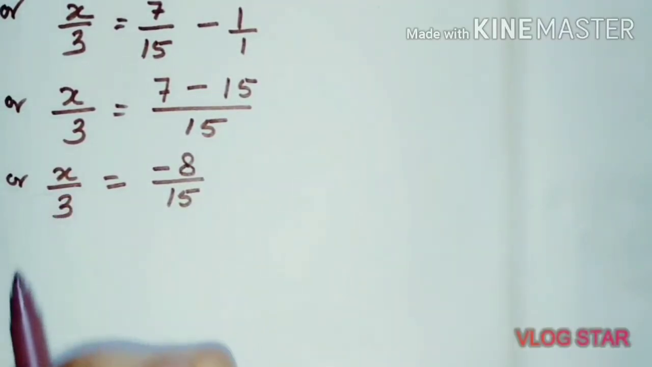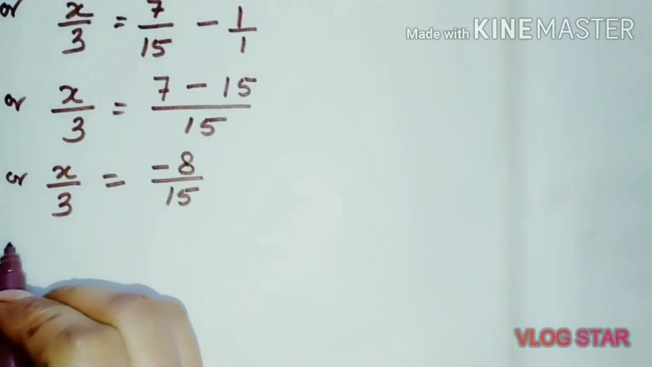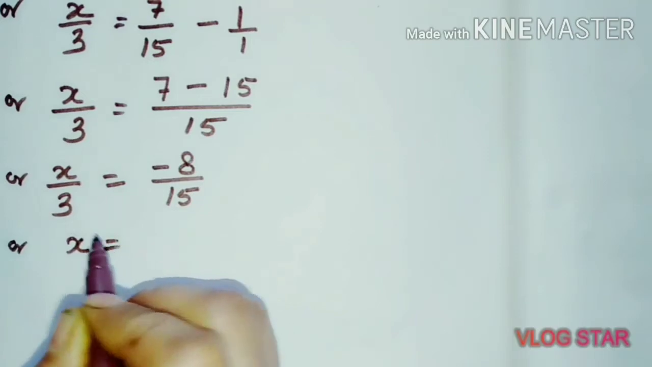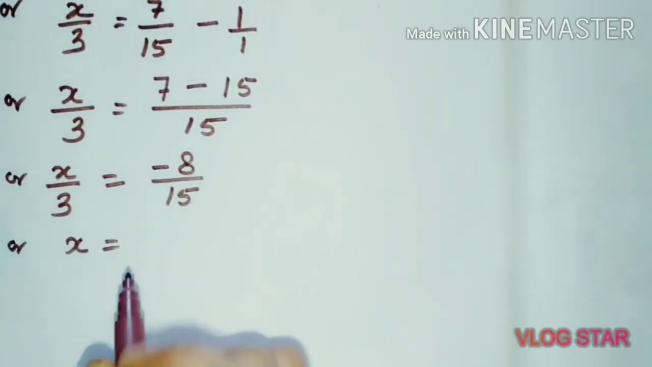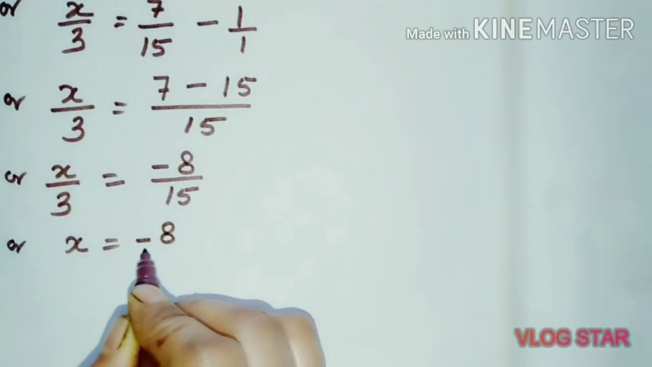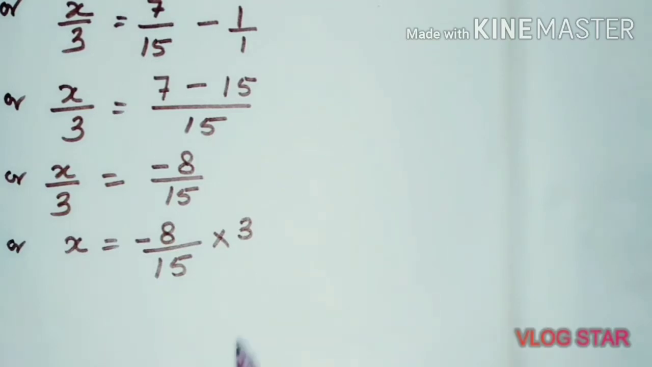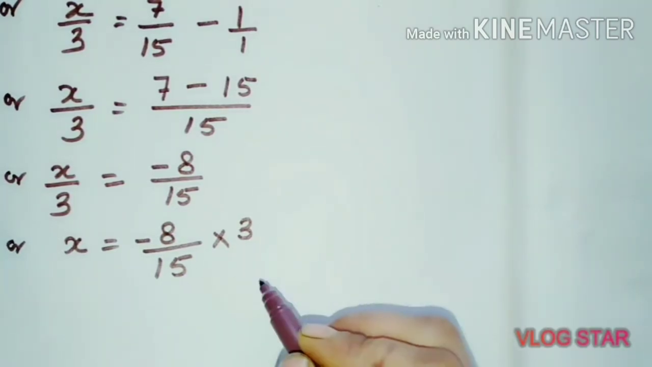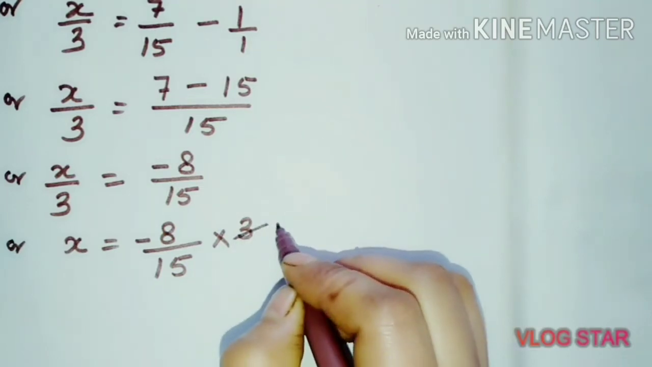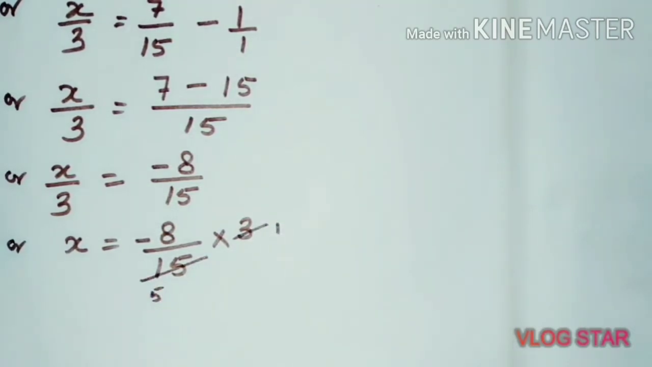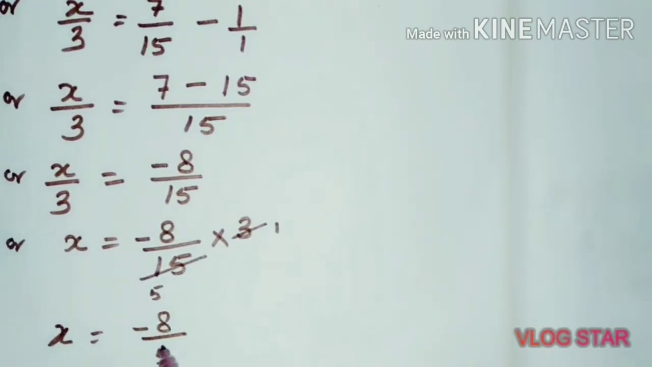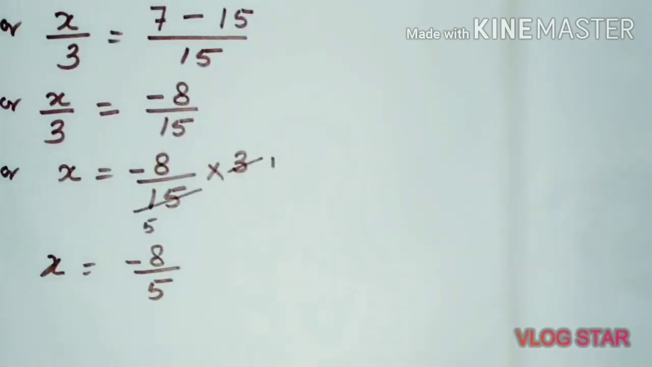Now we will transfer this 3 which is in division with this x. So x is equal to, as it is in division, it will be multiplied on the opposite side of the equal sign, minus 8 upon 15 into 3. Now 3 and 15, they are a factor and multiple. 3 1s are 3, 3 5s are 15, so x is equal to minus of 8 upon 5. So this is the answer. x is equal to minus 8 upon 5.